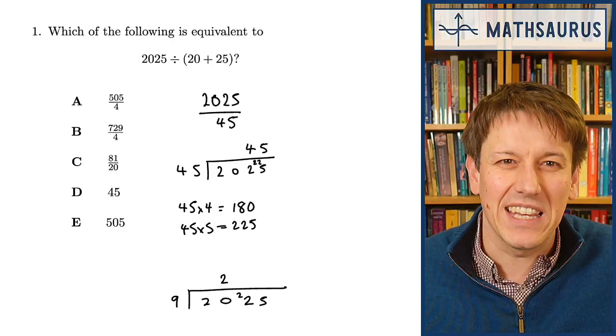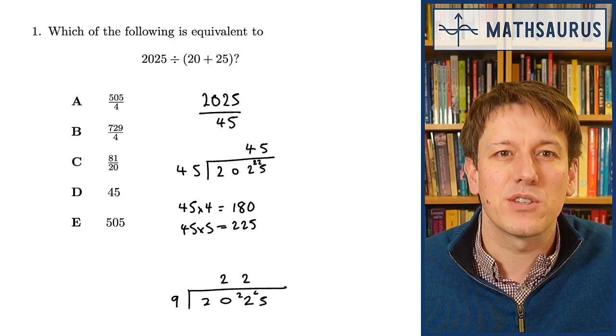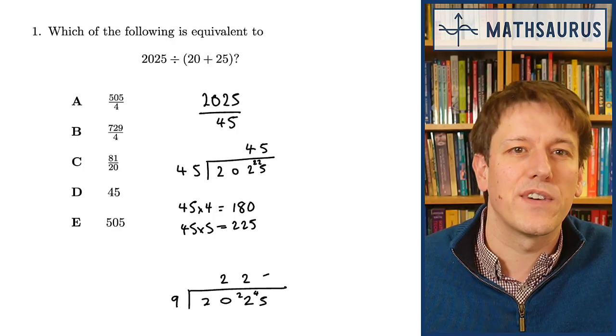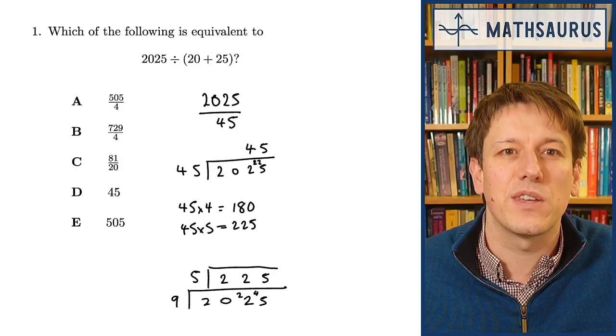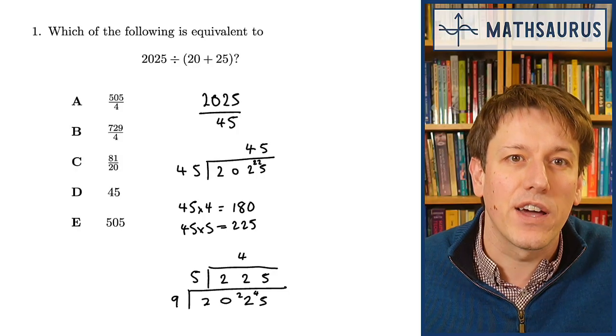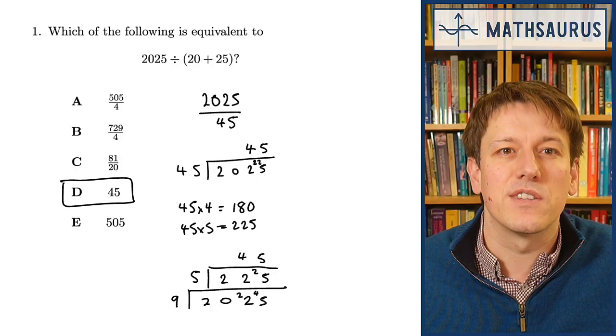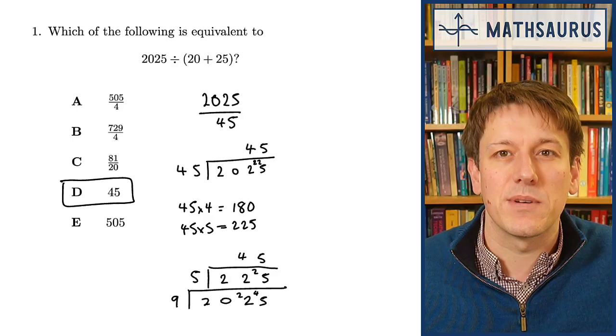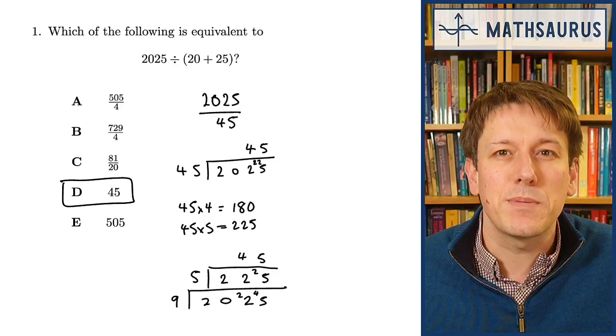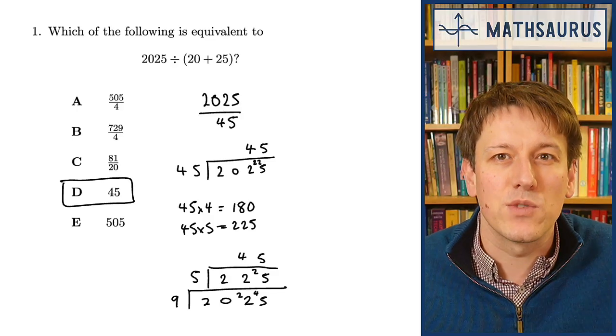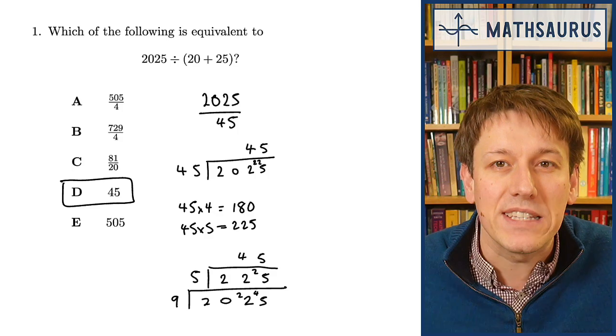You could make it slightly easier with a double-decker bus stop method. We could do 2025 divided by 9 first to get 225, and then divide it by 5 to get 45, because dividing by 9 and by 5 is the same as dividing by 45. But if we want to be really fast with these sorts of questions, there's one thing we should always prepare before we go into the maths challenge.